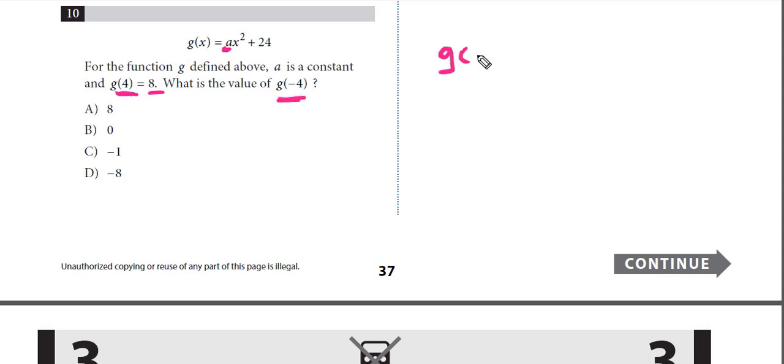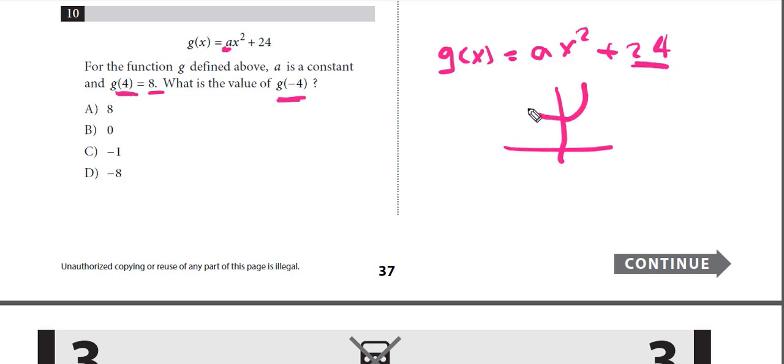If you look at g of x equal to ax squared plus 24, this represents a quadratic function. Then the y-intercept is 24, like this. Okay? Then the curve of this function will be like this. And you know that this curve is symmetric about the y-axis, which means g of 4 will be the same value as g of negative 4.